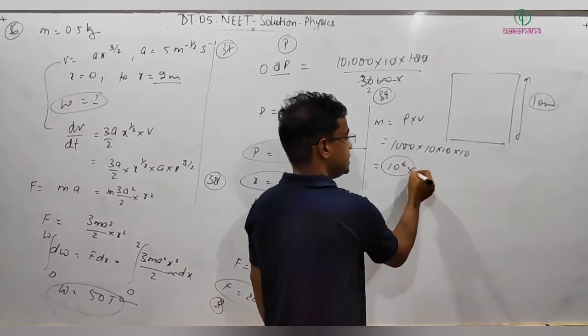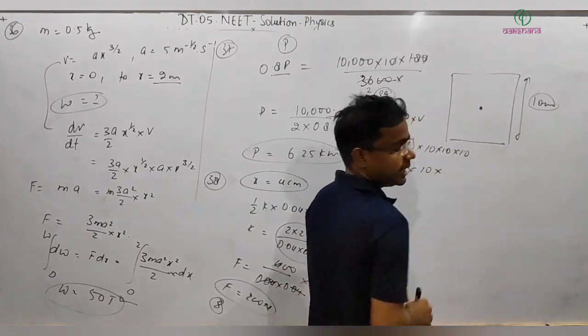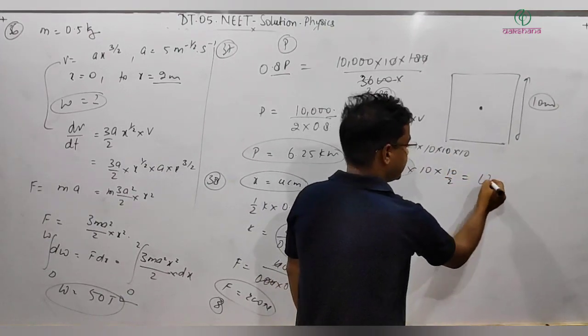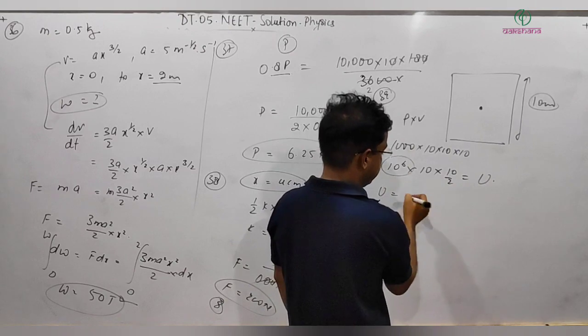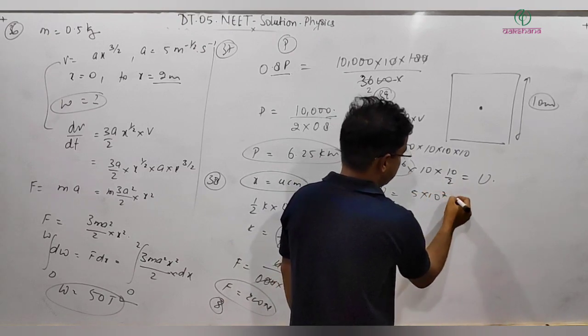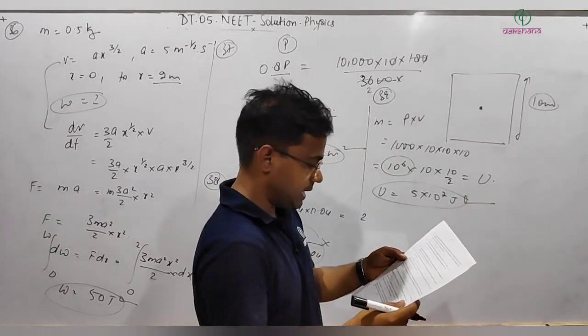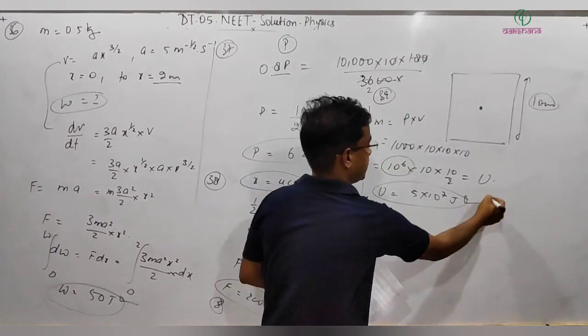Then mg into center of mass will be at height h by 2. H by 2 means 10 by 2. So this is the potential energy. So we are getting nearly 5 into 10 raised to power 7 joule as the potential energy of this system for question number 39, which is matching with option 1.